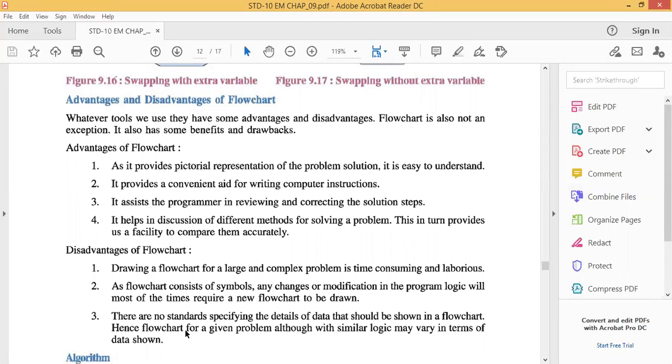Whatever tools we use, they have some advantages and disadvantages. Flowchart is also no exception. It also has some benefits and drawbacks. Advantages of flowchart. Which are the advantages?